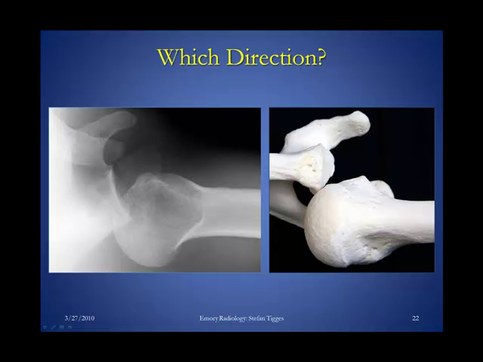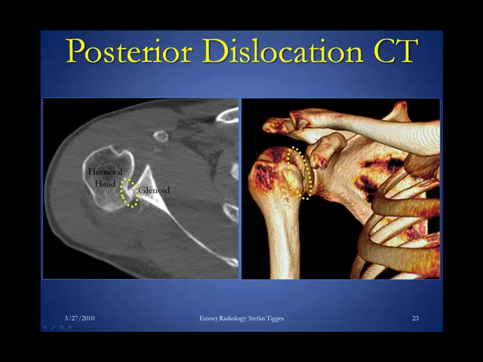This is an axillary view, and you can see that the humeral head is not appropriately located. The humeral head and the glenoid do not line up appropriately. You can also see that the humeral head is posteriorly located with respect to the glenoid, because it's pushed in the direction of the acromion process. And that's illustrated on the dried bone specimen there on the right as well.